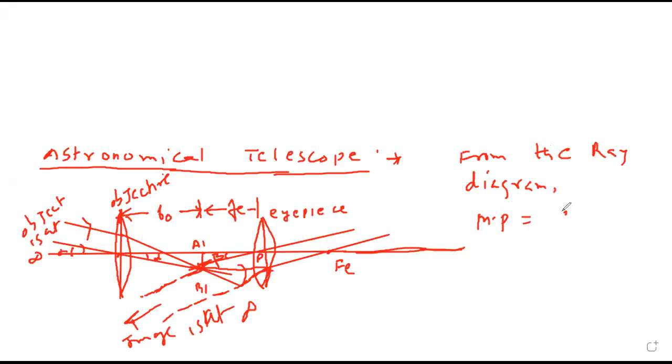So we can say from the ray diagram, magnifying power equals beta upon alpha. Alpha is the opposite side A1 B1 upon the adjacent side Fo. The object is below, therefore minus alpha. Beta upon alpha. First we'll get beta. First draw the ray diagram. Draw the ray diagram properly.